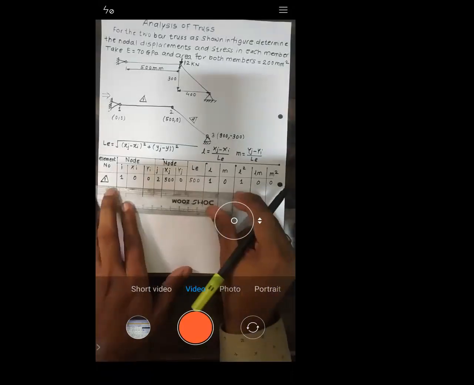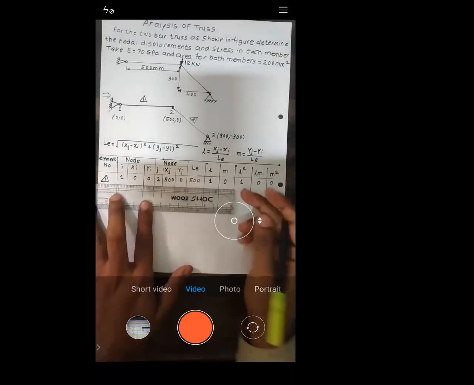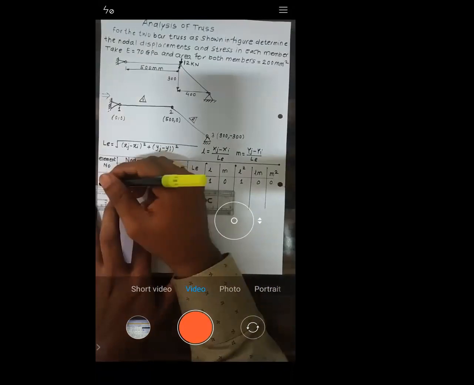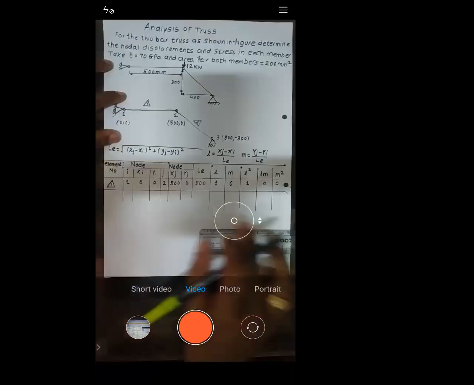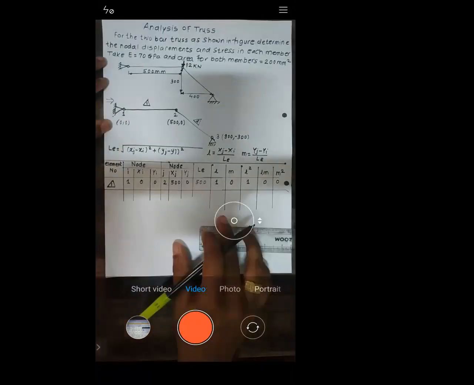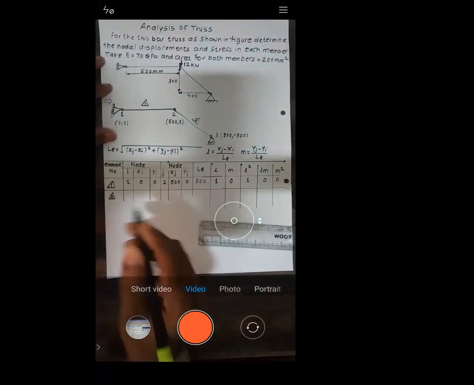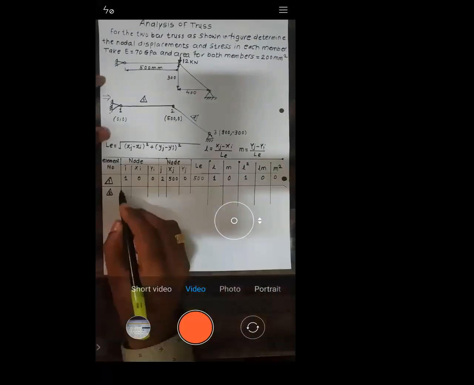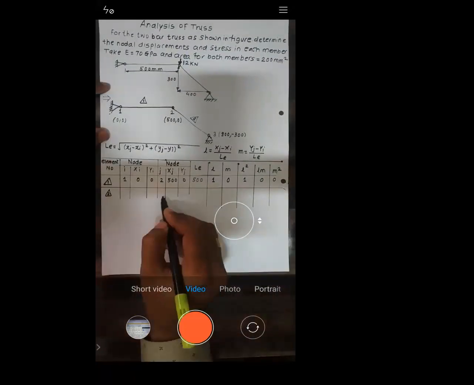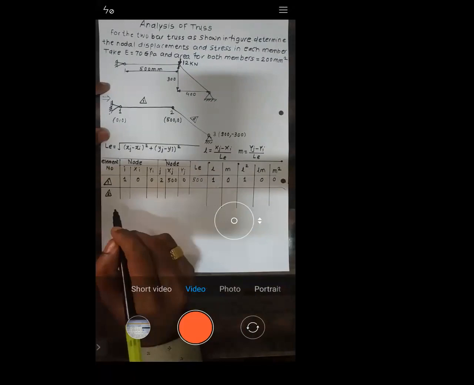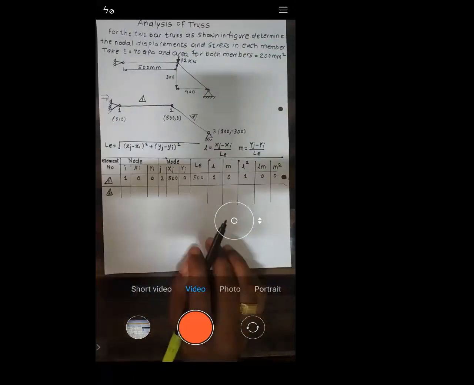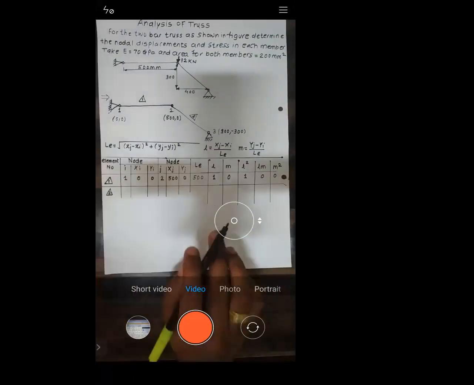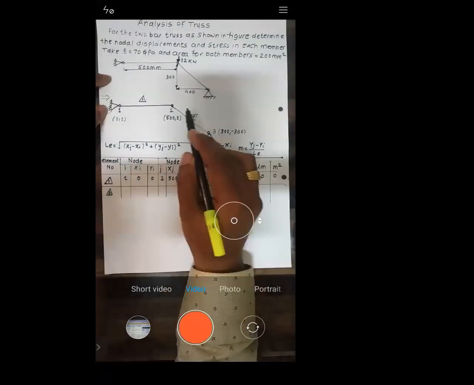Yes, sir. Okay, now all of you tell me for second element. I'm writing this as element number 2. You tell me for element number 2. What should I write down here and here? What is I and J for element number 2? 2 and 3. Right. Element number 2, it is between 2 and 3.